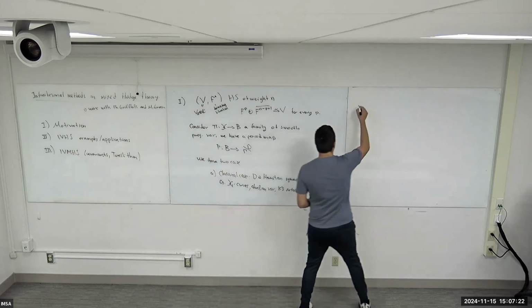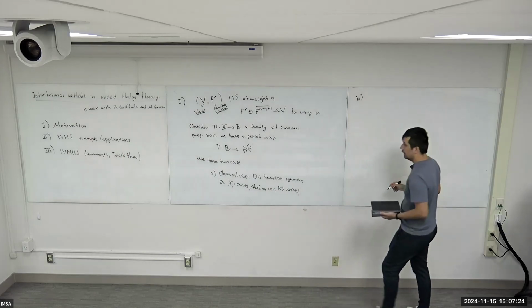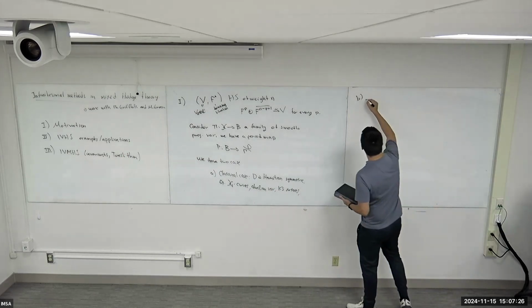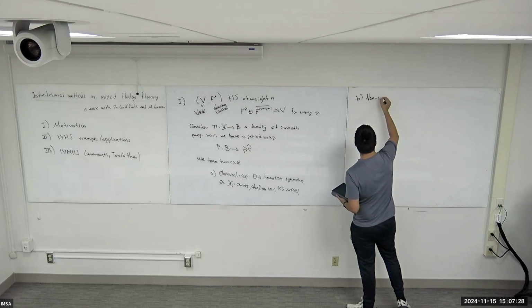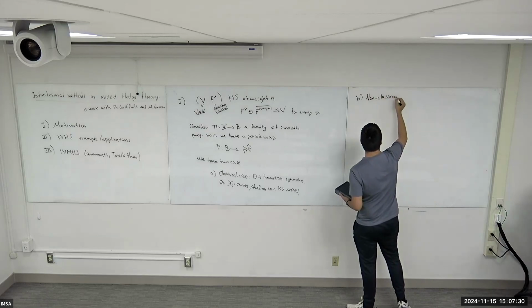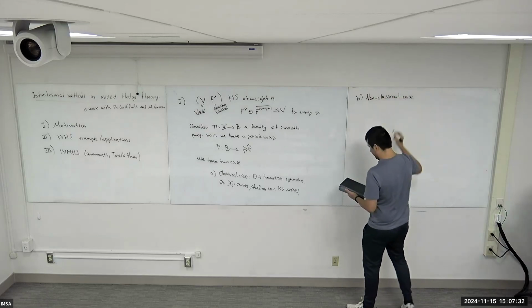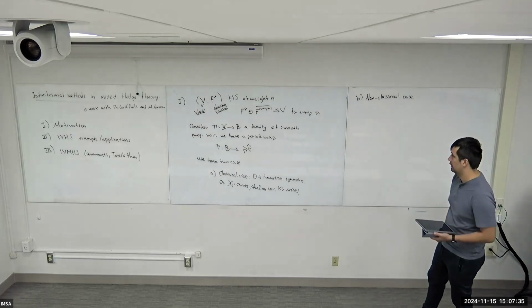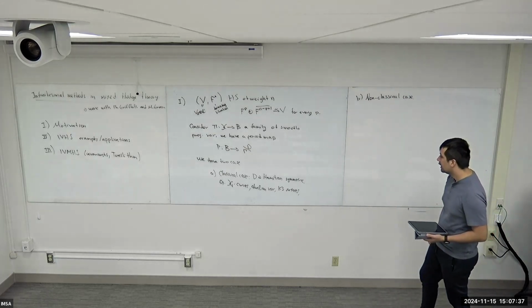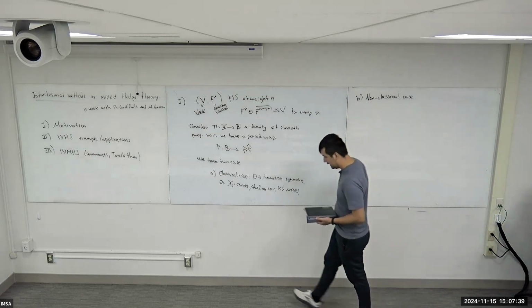In the second case, it is the non-classical case, whenever D is not Hermitian symmetric, and this is the general case.